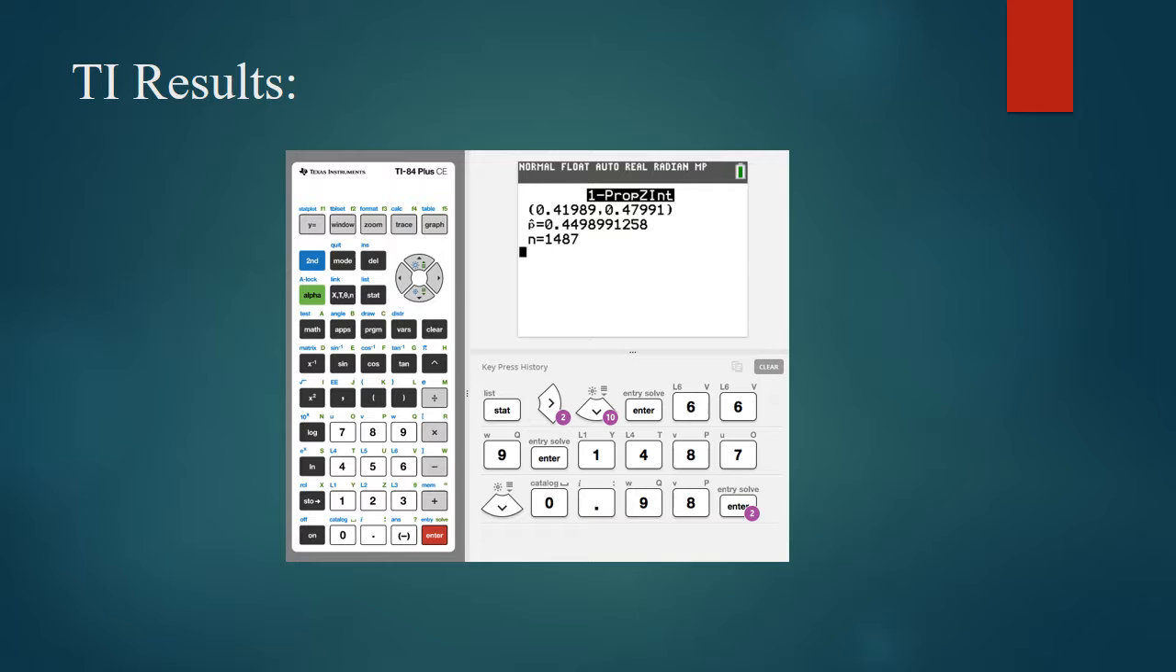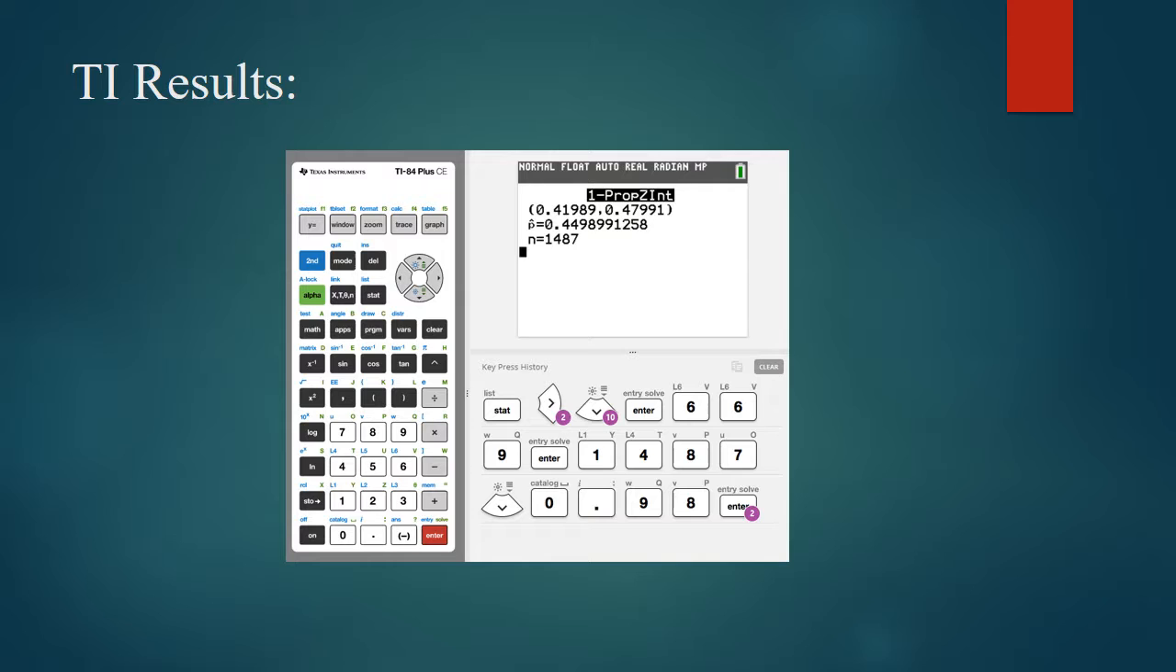This is the result that you get: 0.41989, comma 0.47991. Ooh, and there's that p hat that we found earlier. Actually, you could have found your p hat this way, even before taking your number of successes divided by your sample size. But this is a good way to check to make sure that you're not doing things backwards. And it tells you your sample size. So here's our confidence interval.